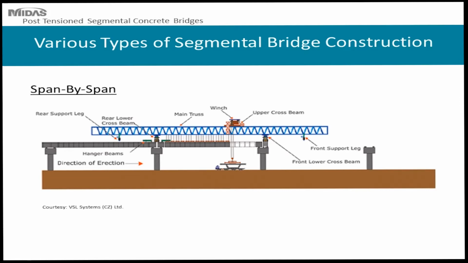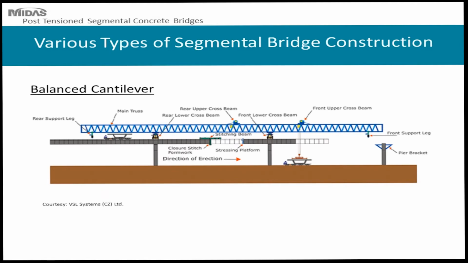The span-by-span method can be used for a span range up to about 45 meters, and this method provides very high-speed construction and can be used over or parallel to an existing highway. The gantry consists of a steel truss with front and rear supports. The speed of erecting one span is typically one span per 4 days. I forgot to mention that this picture is obtained from VSL Systems.